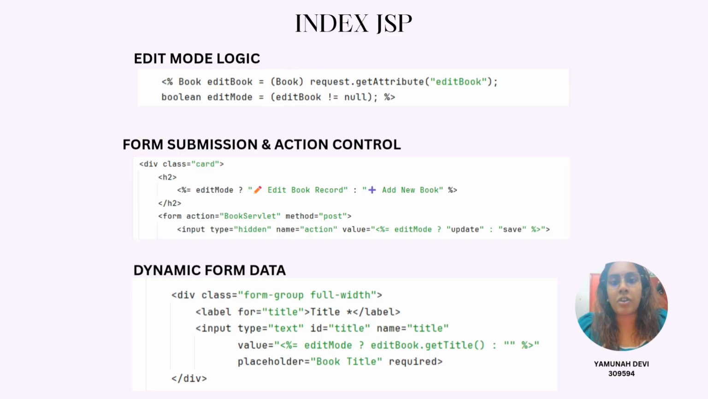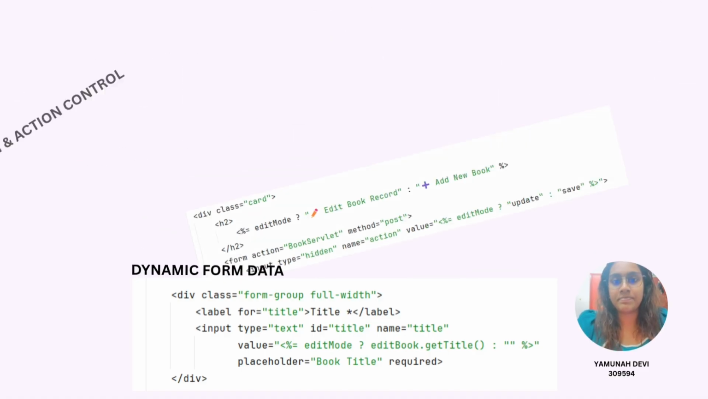And then now I'm going to explain about dynamic form data. This code automatically displays existing book information when the system enters edit mode. If the user is editing a book, the current title is shown inside the input field using editbook.getTitle(). If the user is adding a new book, the field remains empty.